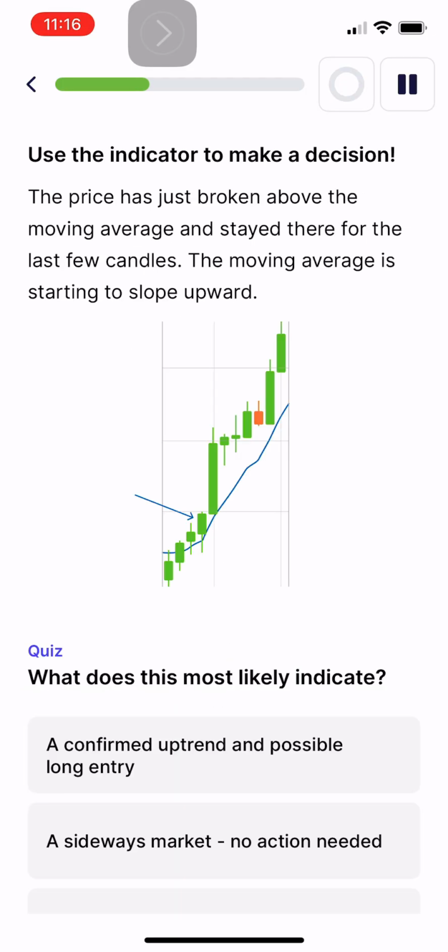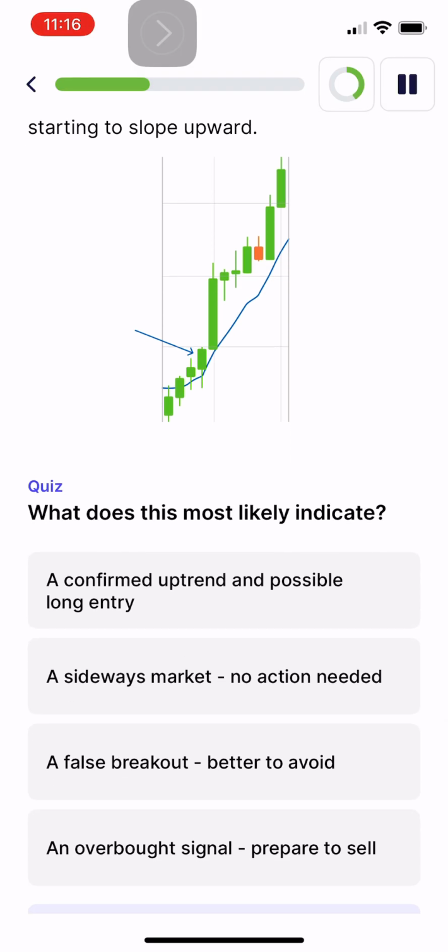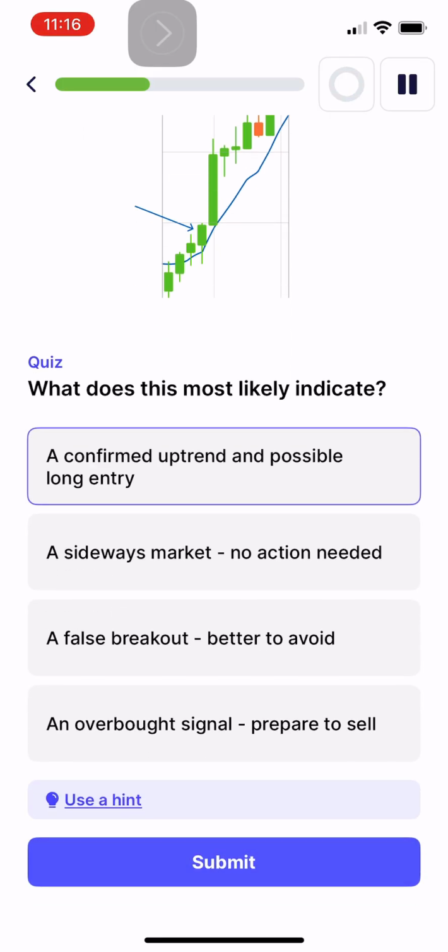Time for a quick quiz. The price has just broken above the moving average and stayed there for the last few candles. The moving average is starting to slope upward. What does this most likely indicate? A confirmed uptrend and possible long entry. A sideways market. No action needed.